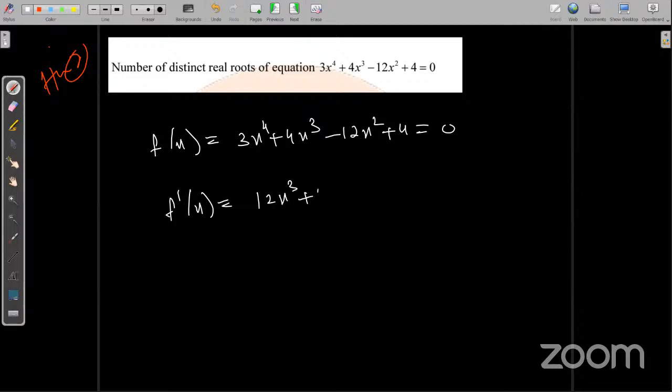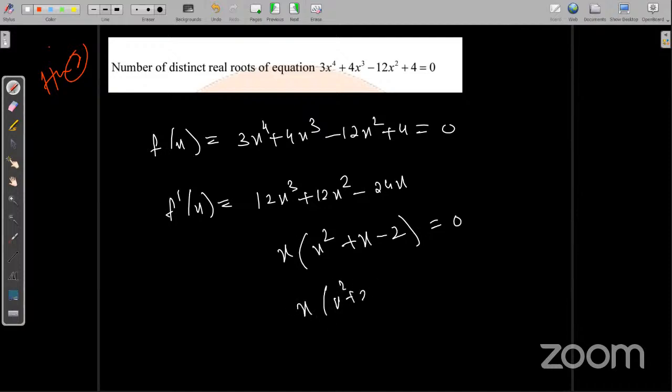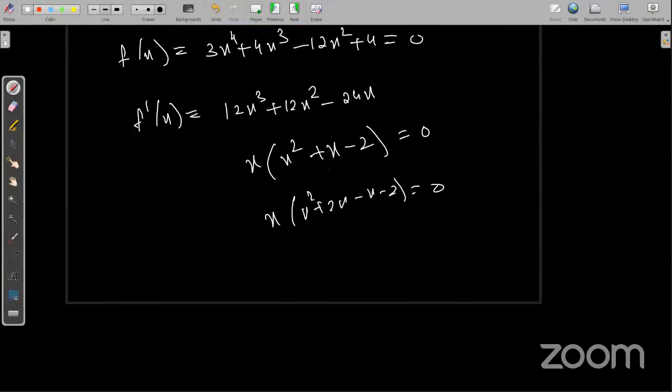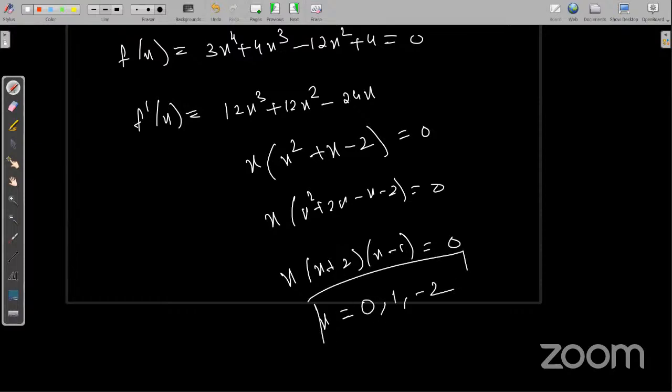12x cube plus 12x square minus 24x, right? So if I remove the 12, and x also, what I'm getting is x square plus x minus 2. Okay, so this one, how can we write it down? x into x square plus 2x minus x minus 2 is equal to 0. So ultimately we are getting x into x plus 2 into x minus 1 is equal to 0. Fine. So we got the critical points as x equal to 0, 1 and minus 2, guys. Okay. These are critical points.